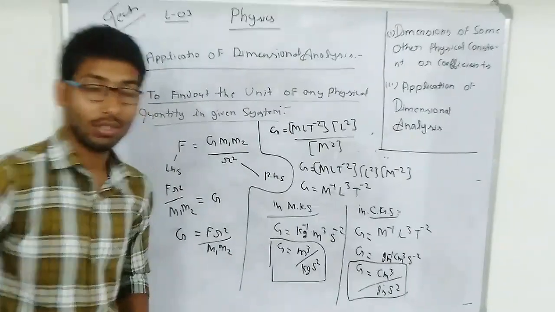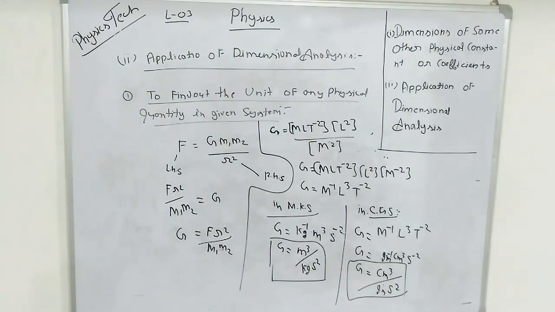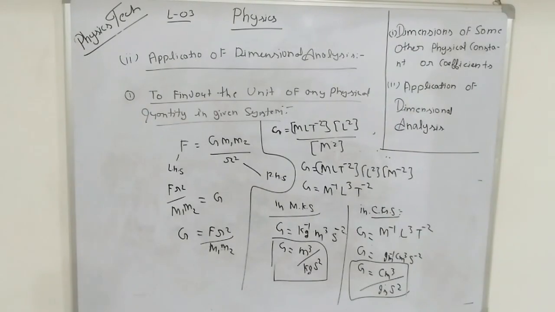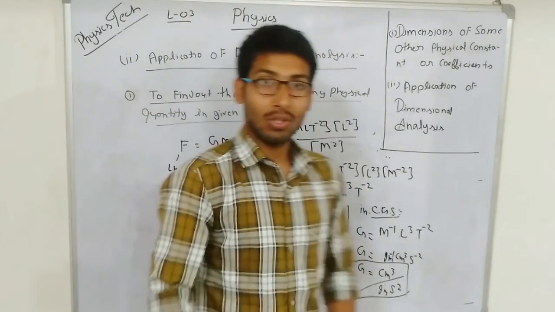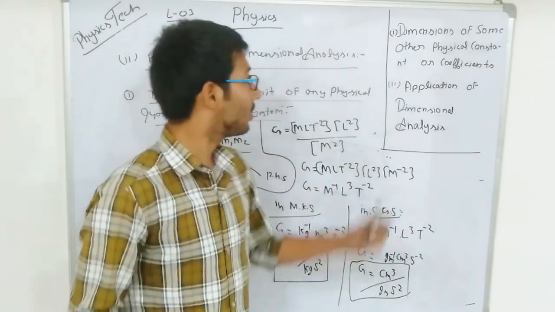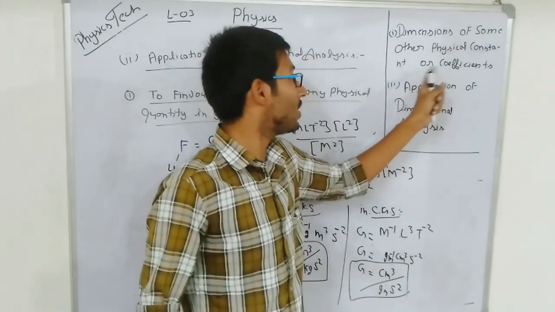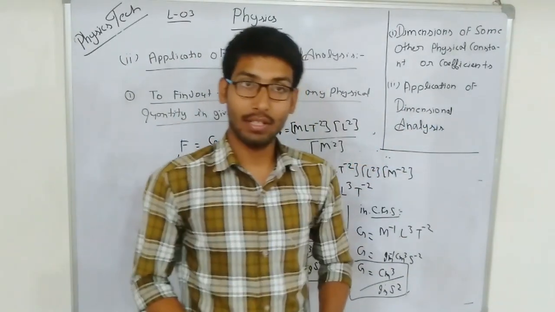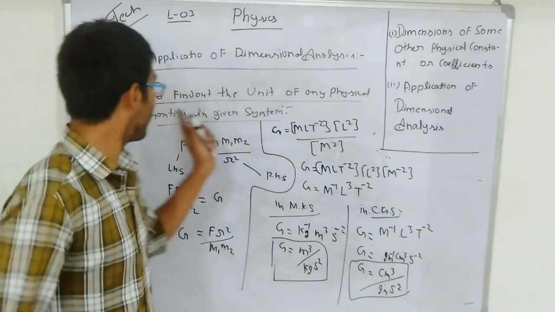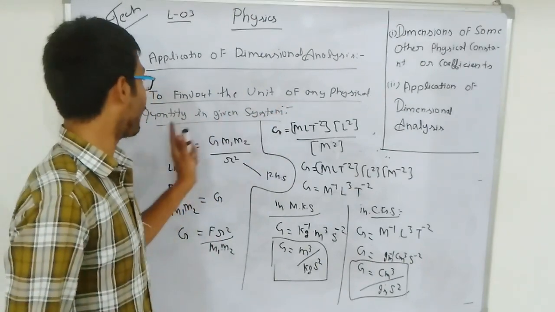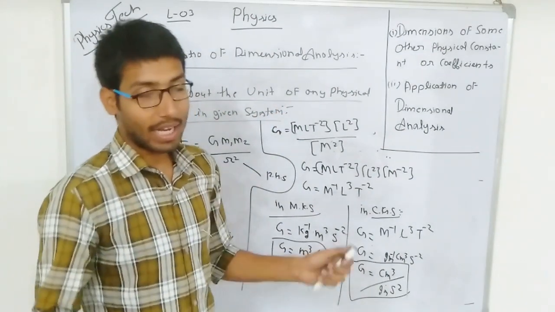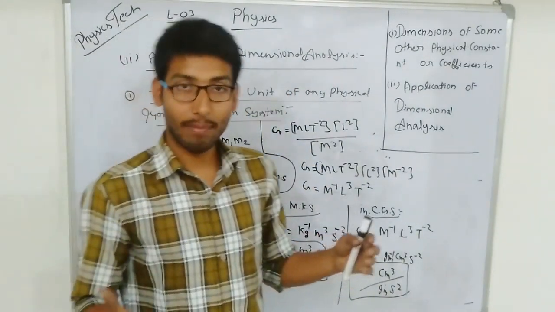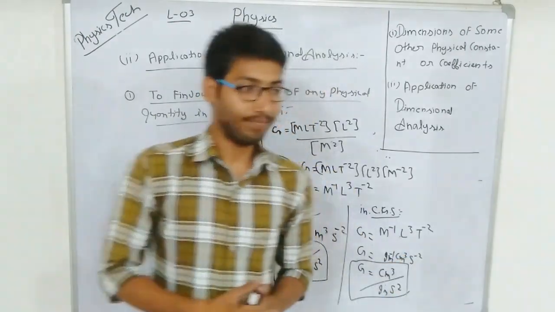So take a note. In today's lecture we have discussed the dimensions of some other physical constants or coefficients, and we also discussed the application of dimensional analysis. In our first application, we find the unit of any physical quantity in a given system. In our next lecture we will discuss the second application of dimensions.